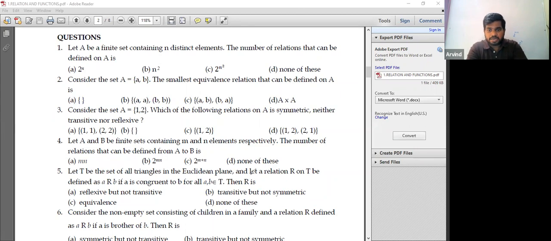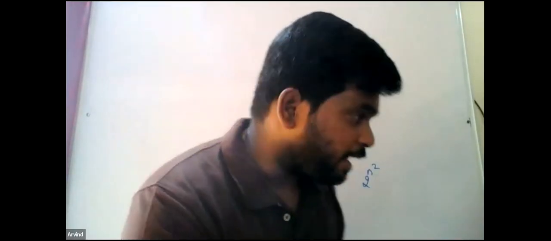Okay, let a relation R be on T. So a relation has been defined on the set T. How? A is related to B if A is congruent to B. Then we have to find whether R is a reflexive equivalence. So just stop sharing and I'll write it.